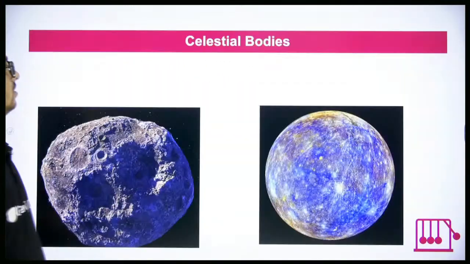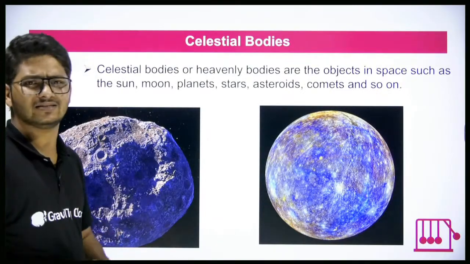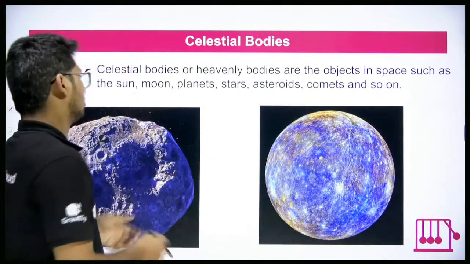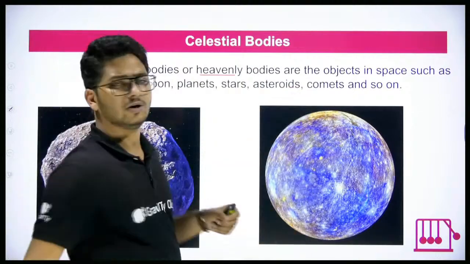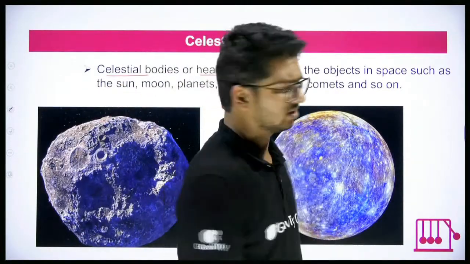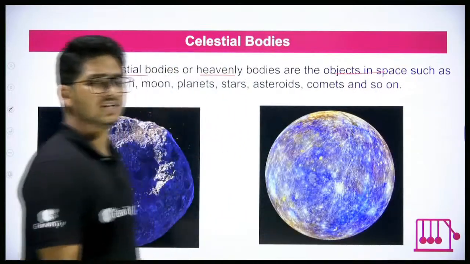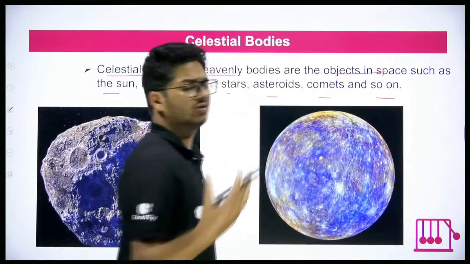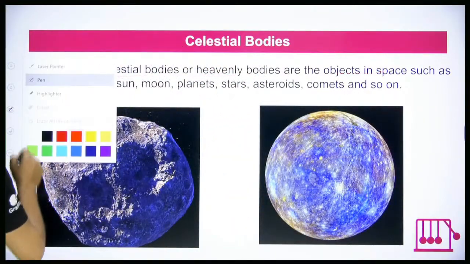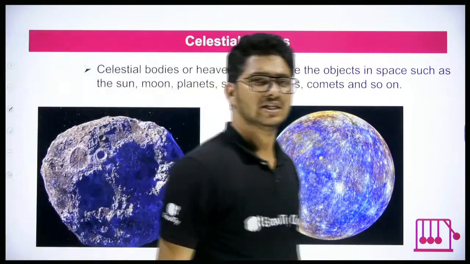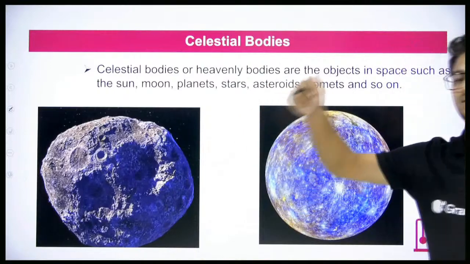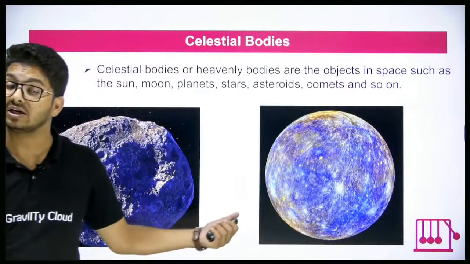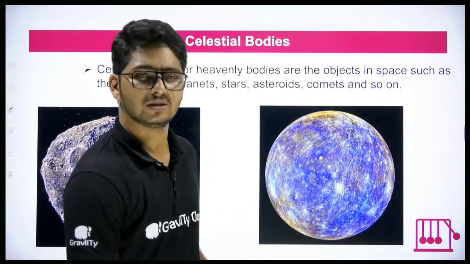Good. Then after that we'll be going into the general case, celestial bodies. The celestial bodies or heavenly bodies, you can call them by any name, are the objects in space, such as the sun, the moon, the planets, the stars, the asteroids, the comets, and so on. So any object in space, we generally call them as what? Heavenly objects, celestial objects. This is an example of an asteroid, and this is a peak of Mercury, one of the planets of our solar system.